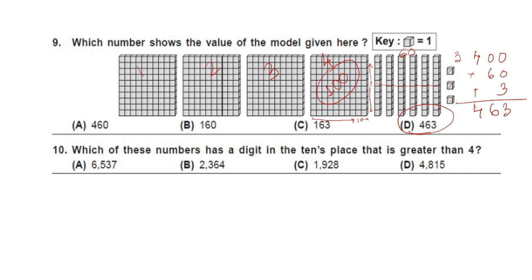Let's see what question number 10 says. Which of these numbers has a digit in tens place that is greater than 4? Is it option A, 6537? Is it option B, 2364? Is it option C, 1928? Or option D, 4815? Your time starts now.